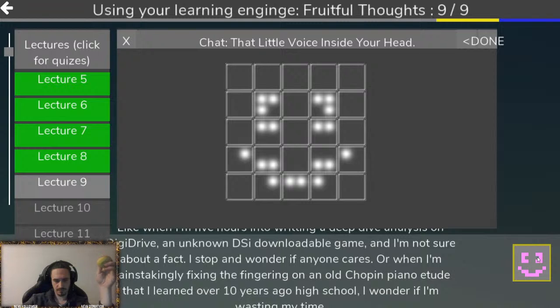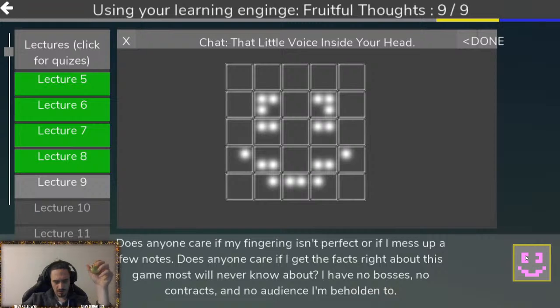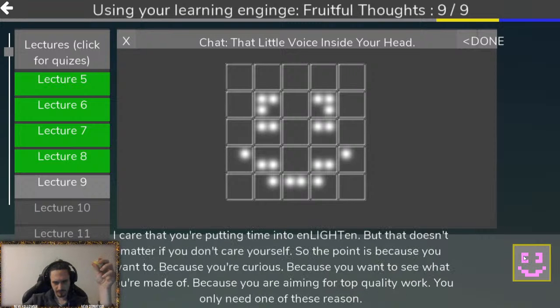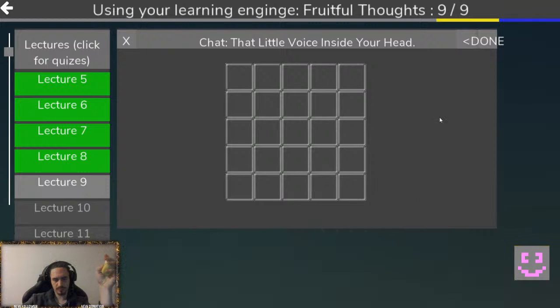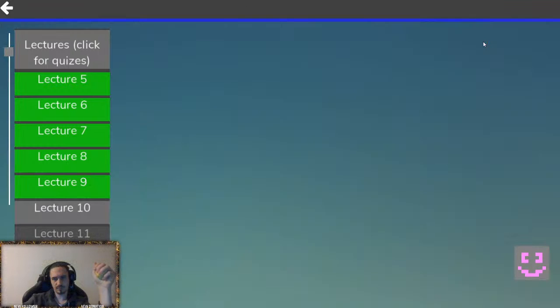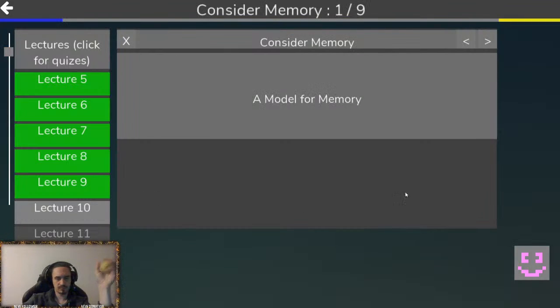So now I see these shapes very distinctly. This is the wa shape, the wa katakana. It is the wa katakana. This is the one that I recognize by the shape. Now it's time for us to consider game memory, and we need a model for memory.